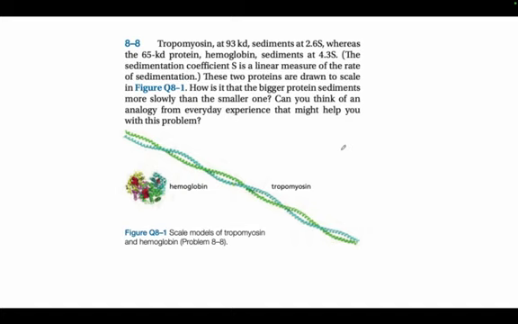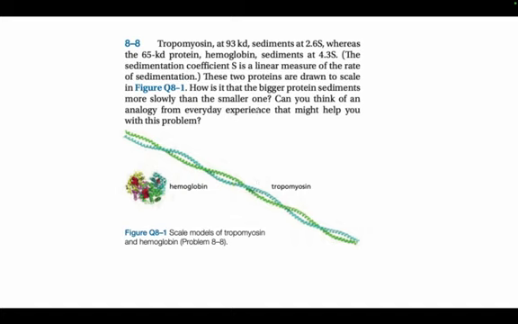Just one last question. Tropomyosin, this long protein, is 93 kilodaltons. Hemoglobin is 65 kilodaltons. You can see it's a much smaller protein. What you would expect is if a protein is bigger, it should sediment faster, right? It's heavier. But they are saying that hemoglobin actually sediments faster than tropomyosin.